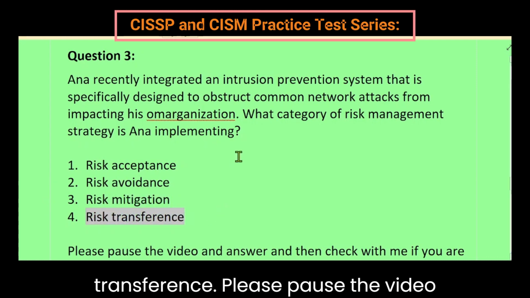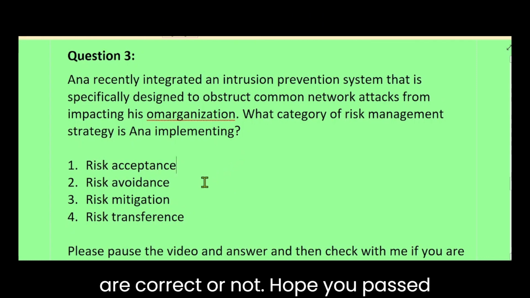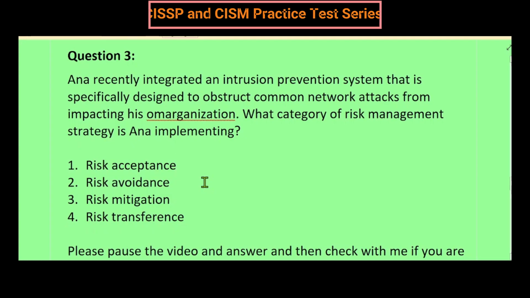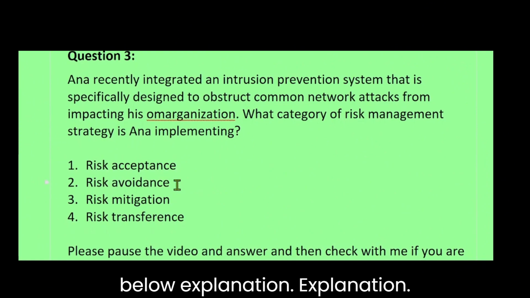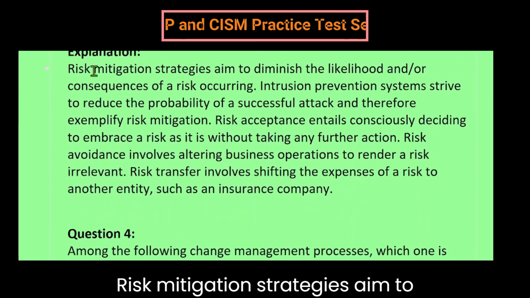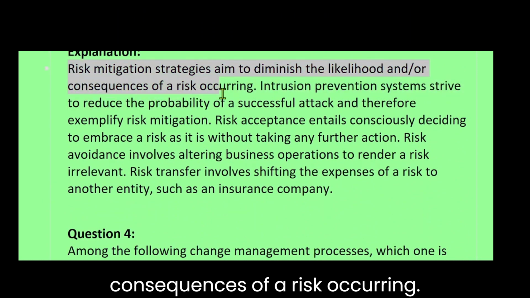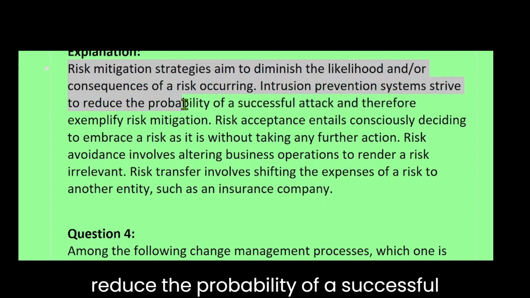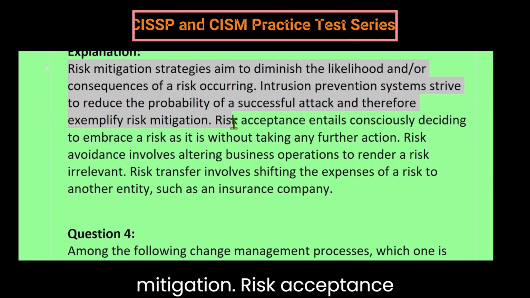Please pause the video and answer, and then check with me if you are correct or not. Hope you paused the video and noted the answer. The correct option is option 3 above, with the below explanation. Explanation. Risk mitigation strategies aim to diminish the likelihood and/or consequences of a risk occurring. Intrusion prevention systems strive to reduce the probability of a successful attack and therefore exemplify risk mitigation.